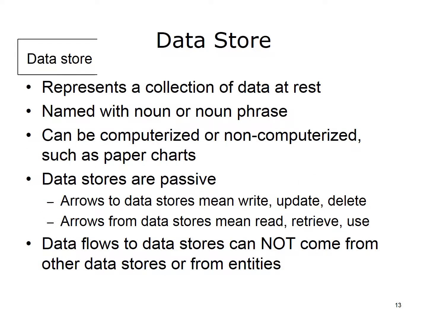The data store represents a collection of data at rest. It should be named with a noun or noun phrase and can be computerized or non-computerized, such as paper charts. Data stores are passive, i.e., processes put data in or read data out of the data store. Arrows to data stores mean write, update, or delete data into the data store. Arrows from data stores mean read, retrieve, or use data from the data store. Data flows to data stores cannot come from other data stores or from entities. As previously mentioned, a data store resembles a rectangle lacking one of the vertical lines.